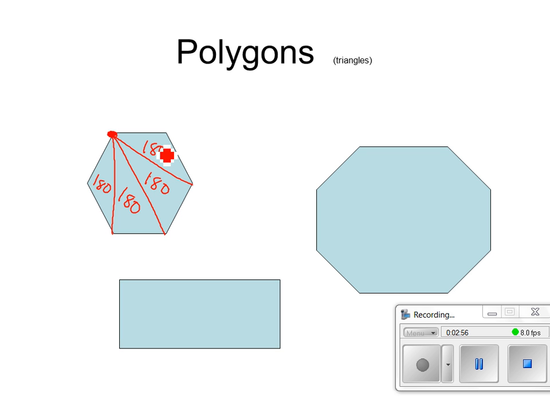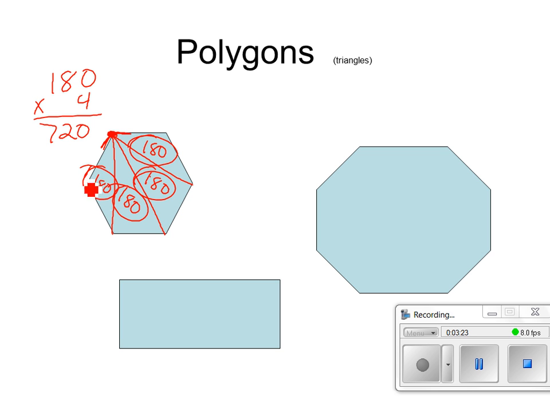Did I create any new angles there? No, all I did was take the old angles and split them up into smaller parts, right? So I didn't create any new angles. All the angles that were here originally have to come from that total. Well, I just take 180 times 4. That ends up being 720. So what do you know about all 6 angles in this hexagon? They add up to 720 degrees. And that's what it's going to do.